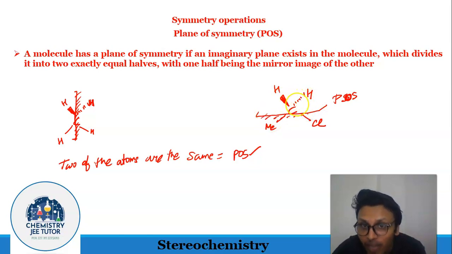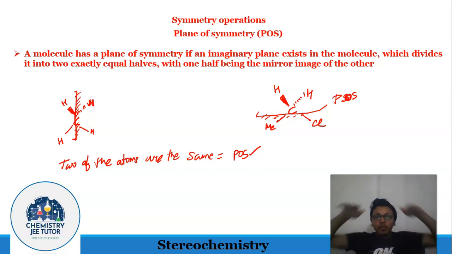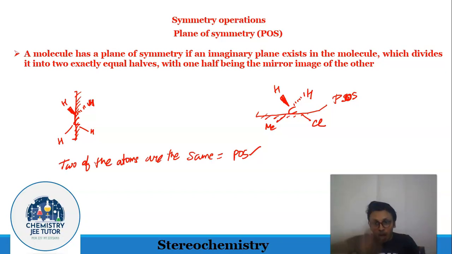Then these 2 hydrogens will reflect each other. That's why I said whenever in a tetrahedral geometry any 2 atoms are the same, it will have a planar symmetry. If both the in-plane atoms are the same, then you will have a planar symmetry with respect to the out-of-plane atoms. If the out-of-plane atoms are the same and the in-plane atoms are different, you will have a planar symmetry with respect to the plane atoms.